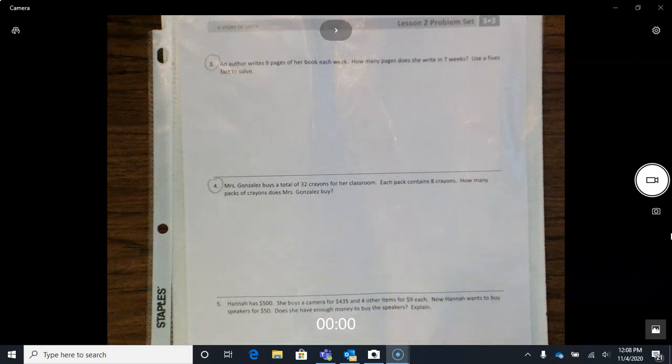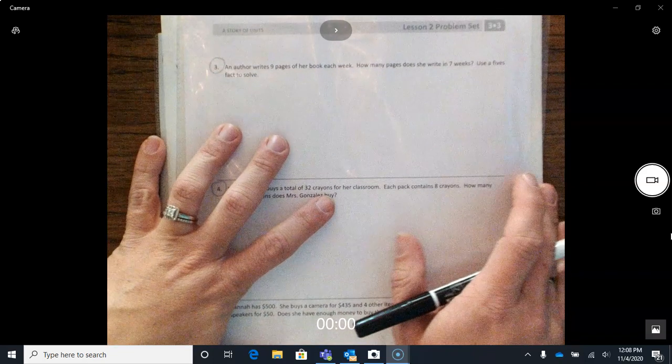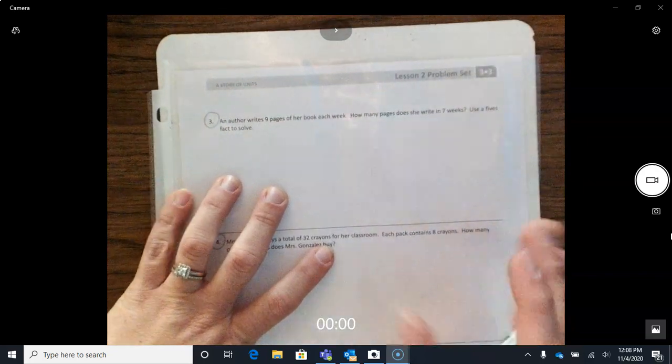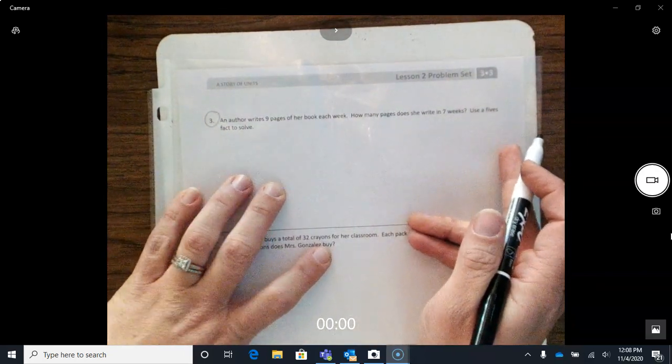Number 3. Let's read this together. An author writes 9 pages of her book each week. How many pages does she write in 7 weeks? Use a 5's fact to solve.